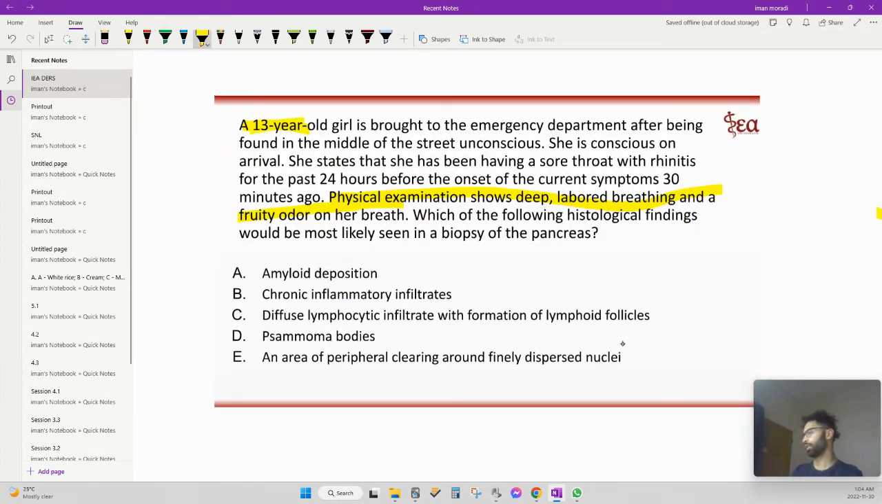They'll develop this type of cancer in the future. So a 13-year-old girl is found unconscious. Okay, so she's got labored breathing and fruity odor, so kind of clueing into type 1 diabetes. And what's seen in histology, is it psammoma bodies? No, that sounds like cancer to me.